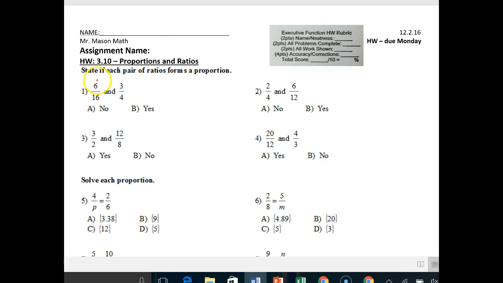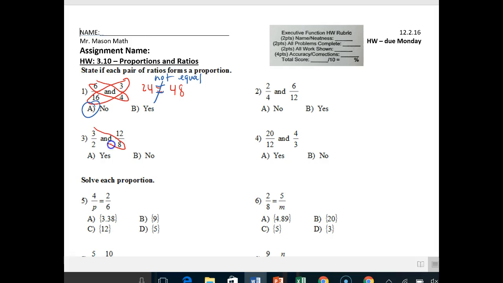We can cross multiply. 6 times 4, that's 24. Is that equal to 3 times 16? Sorry, 3 times 16, my bad, is 48, so these guys are not equal. An equal sign with a slash through it means not equal, and because they're not equal, they're not proportional, so they don't form a proportion. No. So let's do it again.